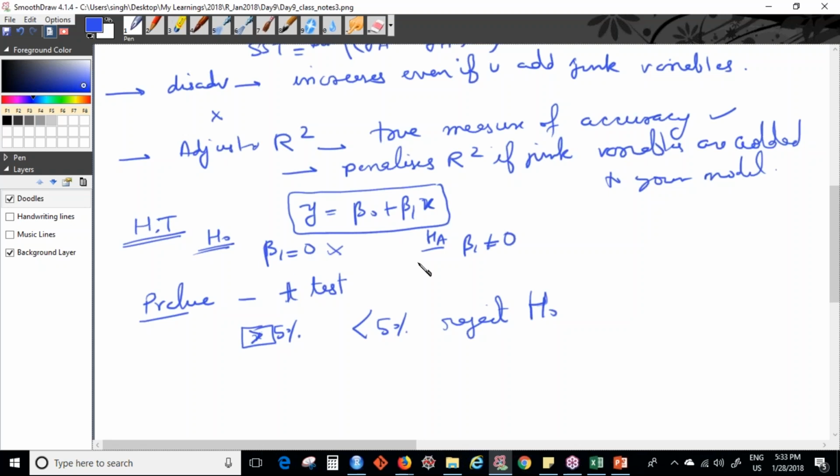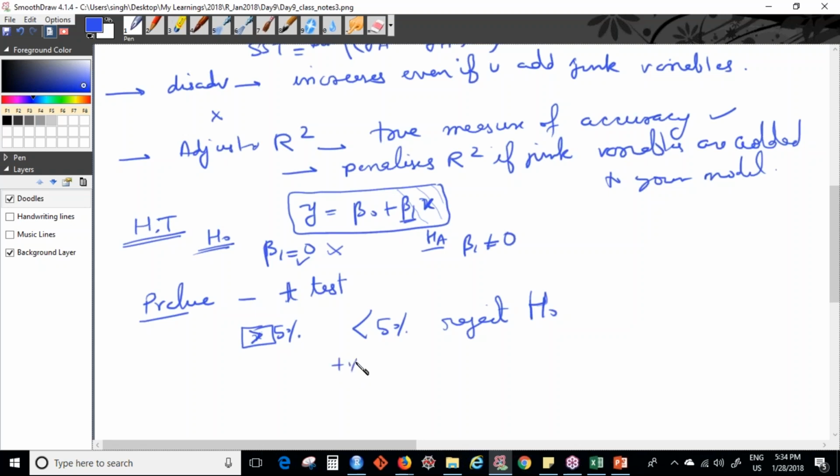Then what is the value of beta 1? The value that the output is giving you. Whatever beta 1 you get from the model, you take it. But if your p-value is greater than 5%, then you fail to reject your null hypothesis. That means beta 1 is 0, so you cannot include this term. Your equation will just be y is equal to beta naught.